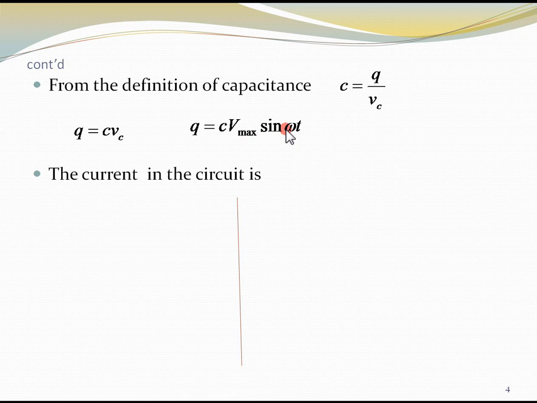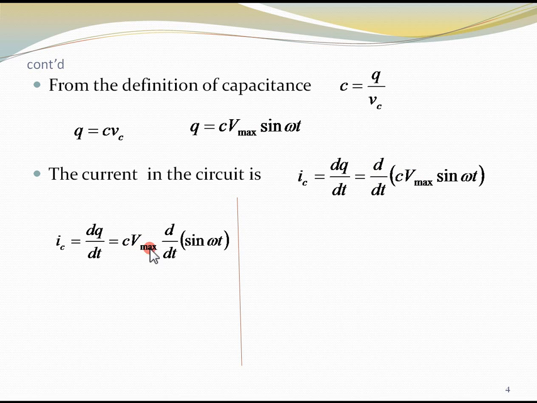Do you remember how current was defined? Current is defined as the derivative of delta Q over delta t. We use the derivative dQ by dt, the first derivative of this expression, C times V max sine omega t. So C and V max are constant values. We pull them out and we write C times V max d by dt sine omega t.